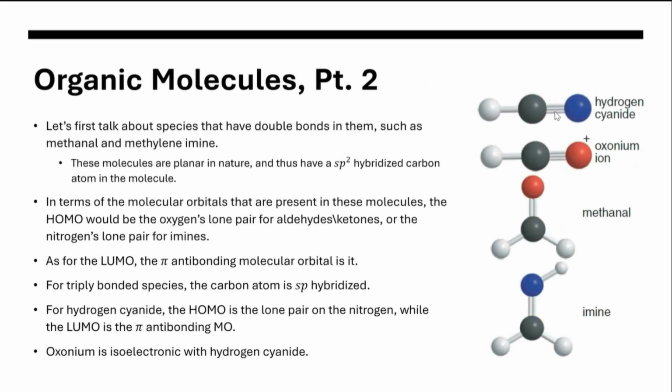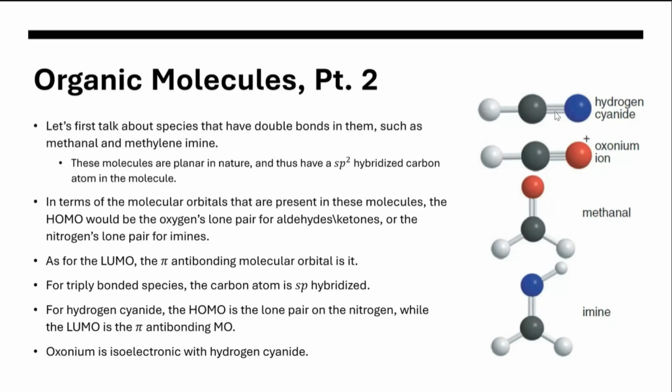Now we're going to go on to another part of organic molecules. So we're going to talk about doubly bonded and triply bonded species. So let's start off with ketones or aldehydes and imines. So we have methanal and methylene imine. These molecules are planar in nature, meaning that they're flat, and thus have an sp2 hybridized carbon atom in the molecule. Now what pi bonds do is how they create that planar structure: the pi bond relies on side-to-side overlap. If you twist it, then that pi bond will be broken. So really it just allows for that planar structure to shine through.